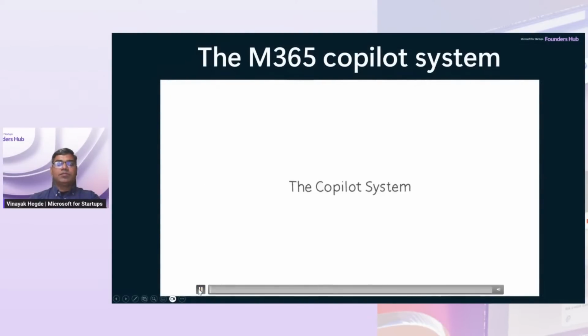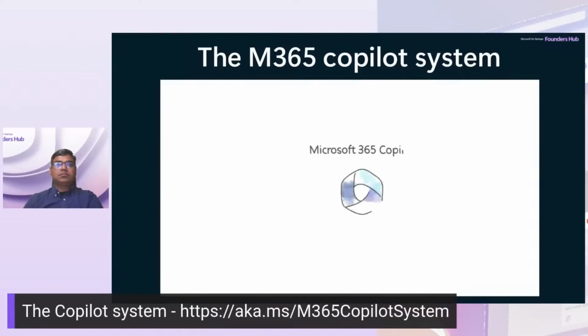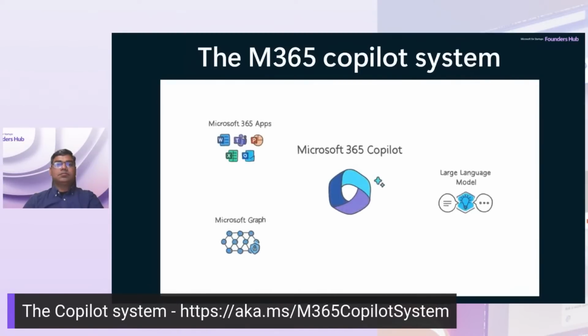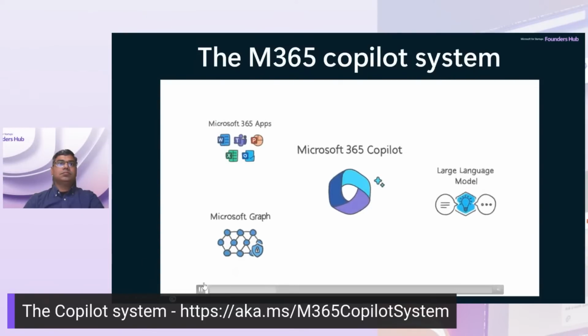Microsoft 365 Copilot is powered by what we call the Copilot system, a sophisticated processing and orchestration engine. It harnesses the power of three foundational technologies: the Microsoft 365 apps, that's Word, Excel, PowerPoint, Outlook, Teams, and more. The Microsoft Graph, that's all your content and context, your emails, files, meetings, chats, and calendar. And a large language model, or LLM.